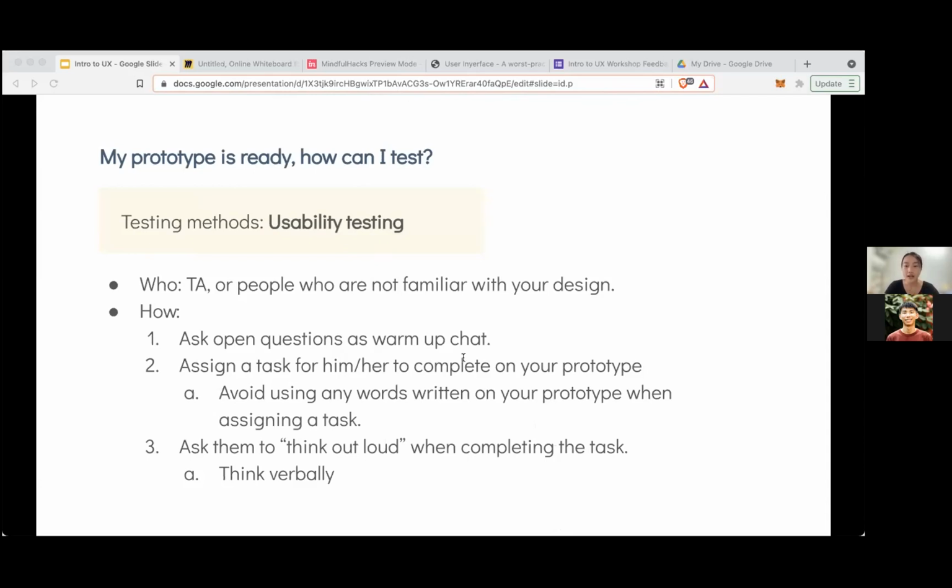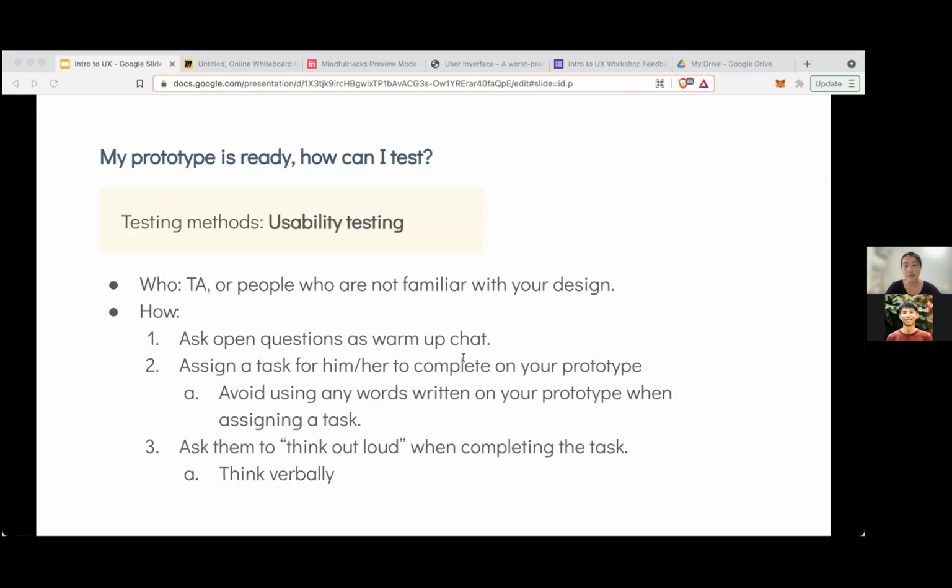So instead, we should try to rephrase the task to be something like, you're hungry, it's dinner time, and you want to get your meal from this app. So you see, you're putting the participant in context and then telling them the task. So when we're assigning tasks, we need to do this kind of language rephrasing to make sure that our test result is accurate.